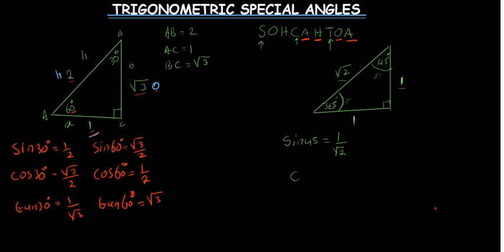Okay, so now what about cos? Cos is the adjacent, which is this one here, the 1 divided by what? Divided by that one there. Okay, cos is 1 over root of 2 as well. So what about tan? Tan 45 degrees is equal to what? Tan is the opposite divided by the adjacent, which is just 1 divided by 1, which is just 1 right there.